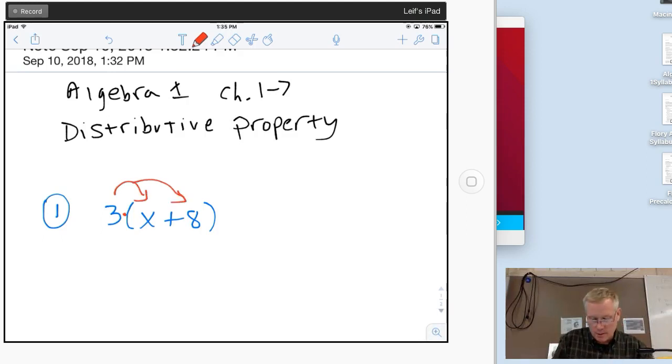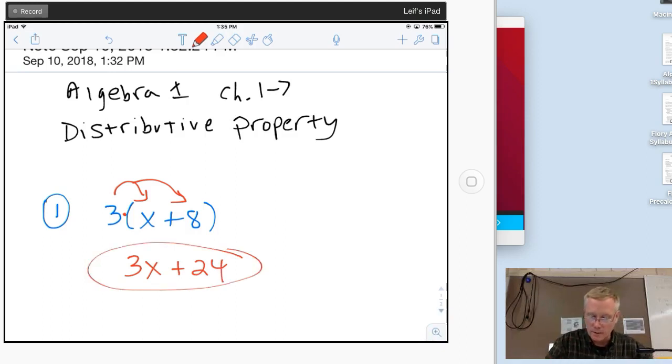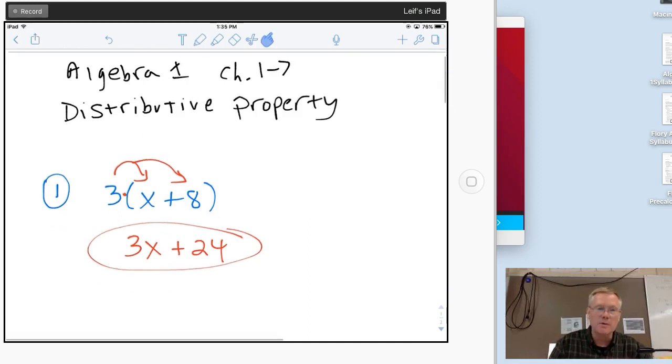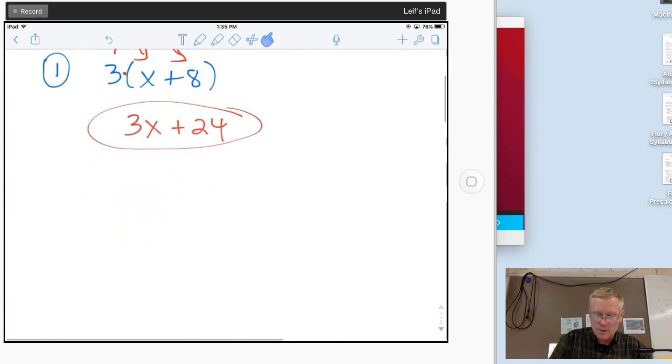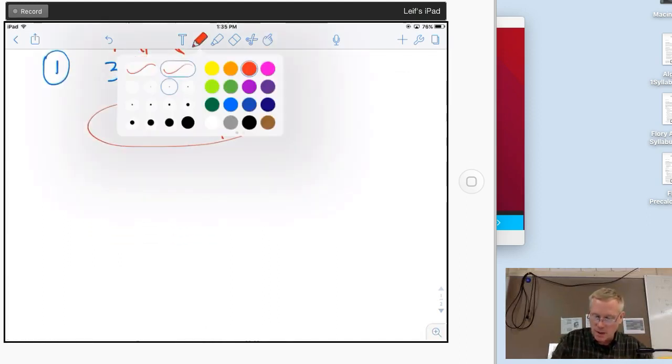And this is all you're doing. You're not combining anything after that. 3 times x is 3x. 3 times 8 is 24, and that's it. Okay? Don't add 3x and 24 together. You can't add numbers and variables together. Add numbers with numbers and variables with variables. An important part of math problems is knowing when to stop. All right, so we stop there.